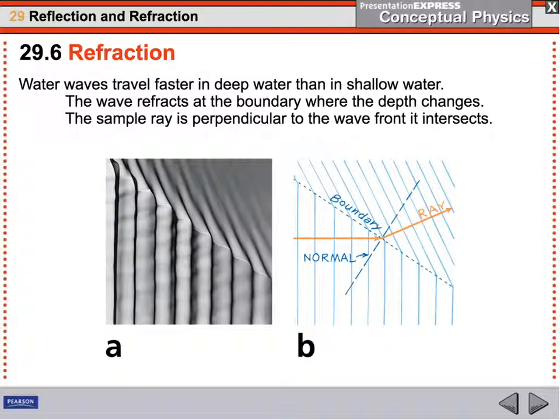The sample ray is perpendicular to the wavefront it intersects. See, there's our boundary from our picture. This is the normal. As it comes in, it then will curve towards the normal as it slows down.